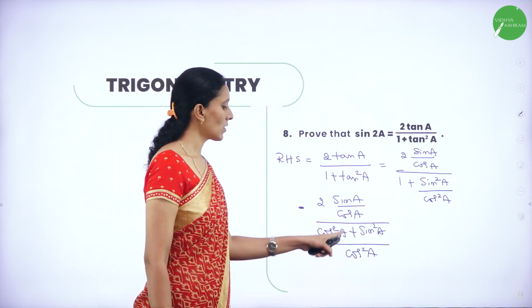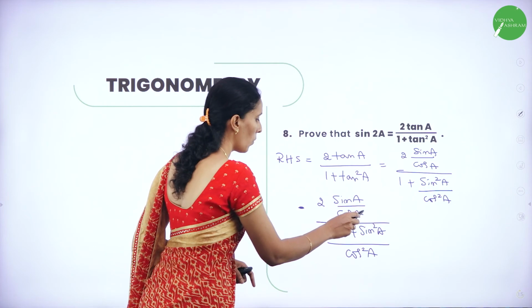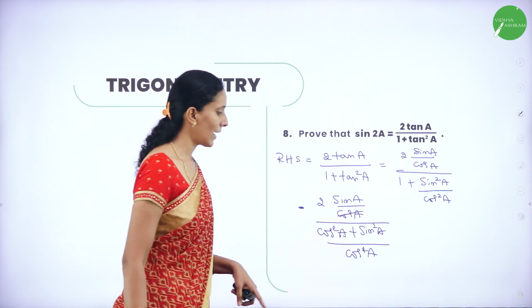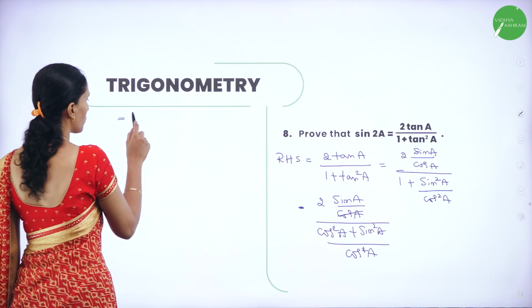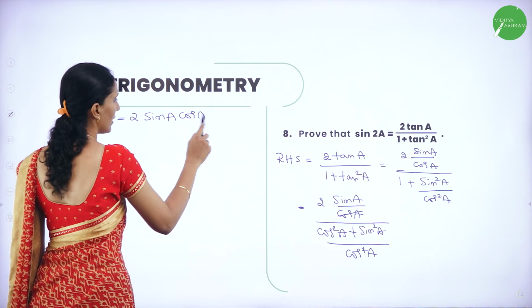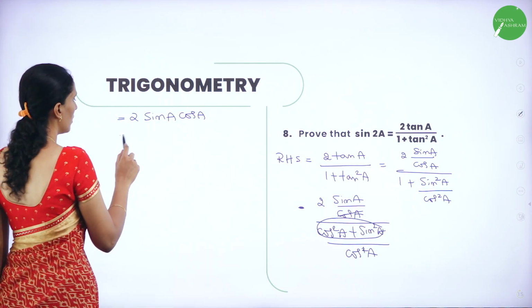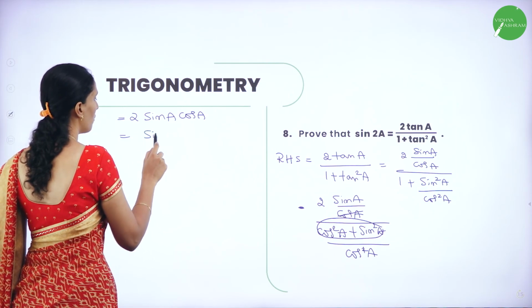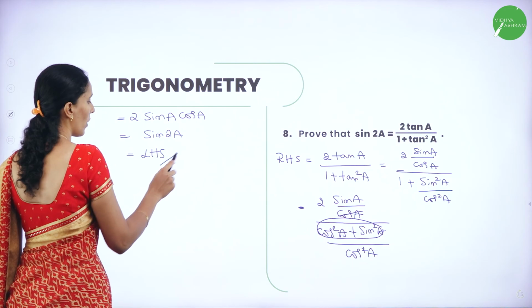Here what is cos square A plus sin square A? This value will be equal to 1. One cos A and one cos A get cancelled. So cos A goes to the numerator. We are left with 2 sin A cos A. And the denominator value is equal to 1. So this is actually the formula for sin 2A. That is your left hand side of the required result.